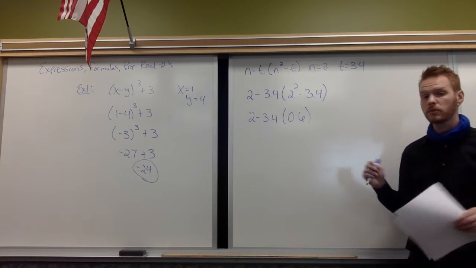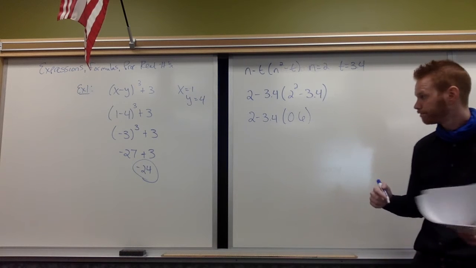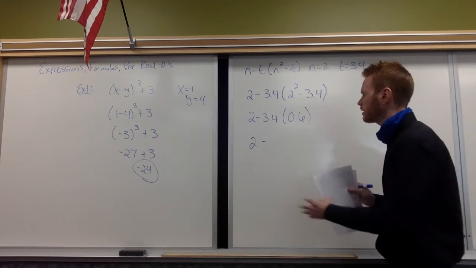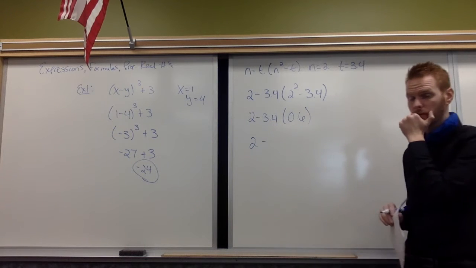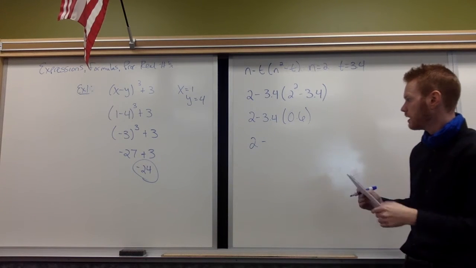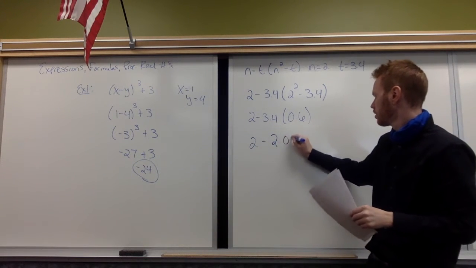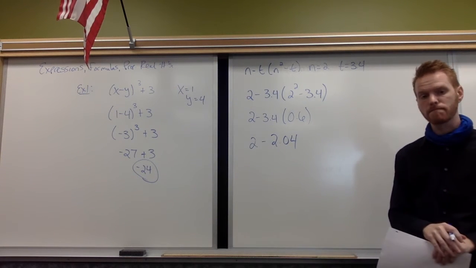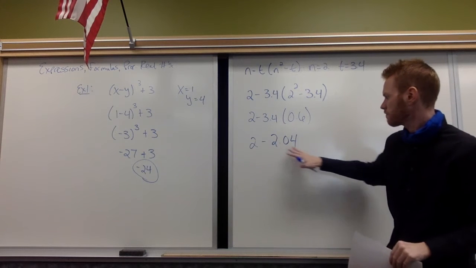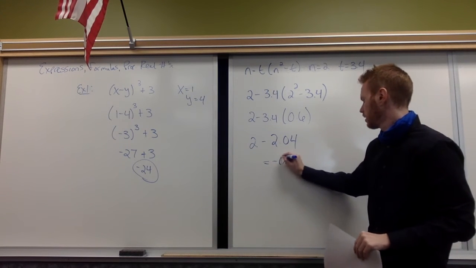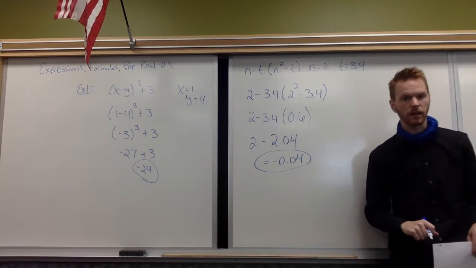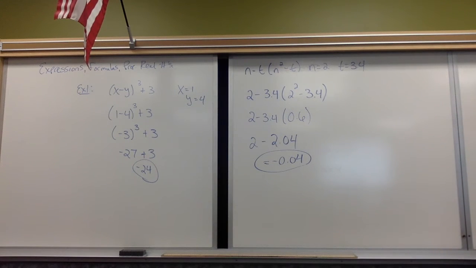Now my next step would just be to multiply, right? So it'd be 2 minus, multiply these together, and I think we get 2.04. I think that's going to be 2 and 4/100ths for that. Then the last step, subtract these two, and we get negative 4/100ths as our final answer for that one. Okay?